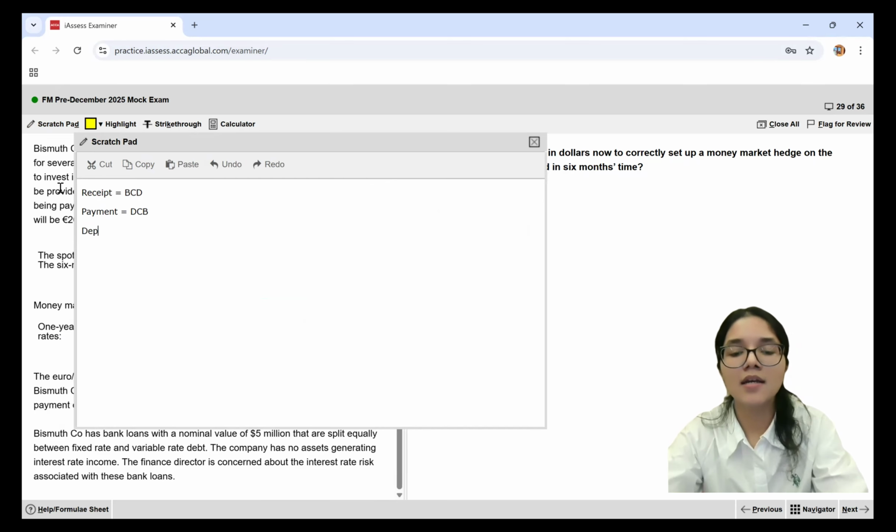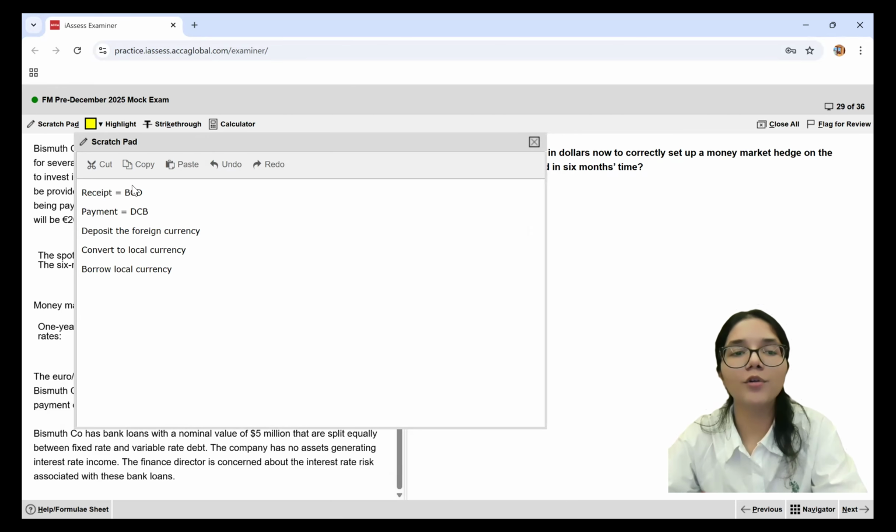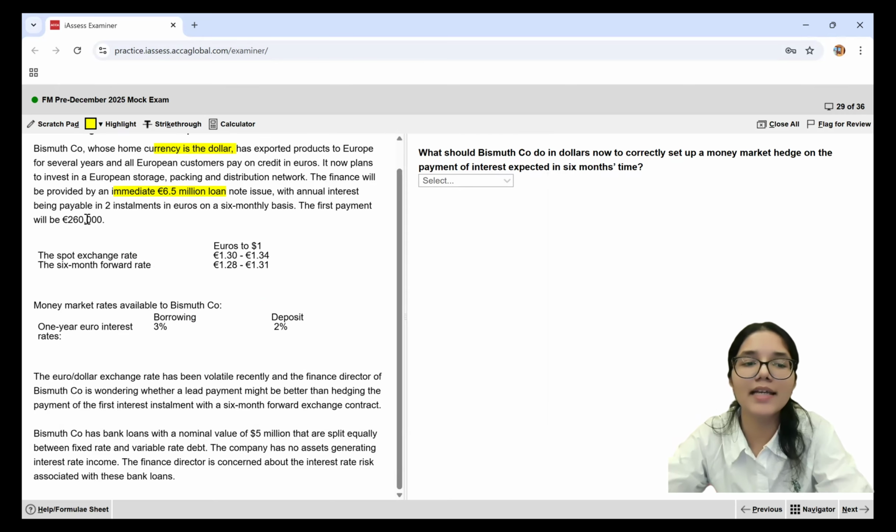DCB means you first deposit the foreign currency, then you convert to local currency, and then the last step is you borrow the local currency. So what you're going to do over here is, the first step, I'm supposed to deposit the foreign currency. Now, I will not take exactly 260,000 euros to deposit. I will deposit slightly less so that once I earn the interest over a period of 6 months, I will be having exactly 260,000 euros over the deposit. That means right now I need to deposit a slightly lesser amount of money.